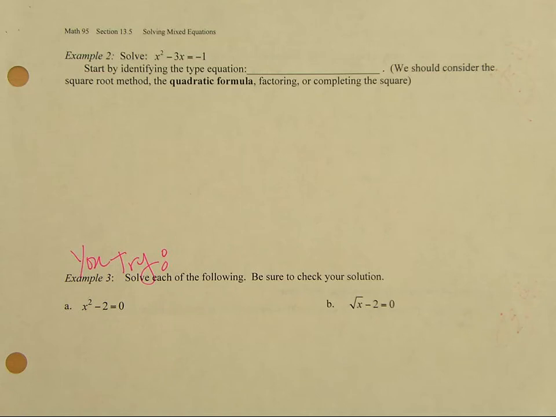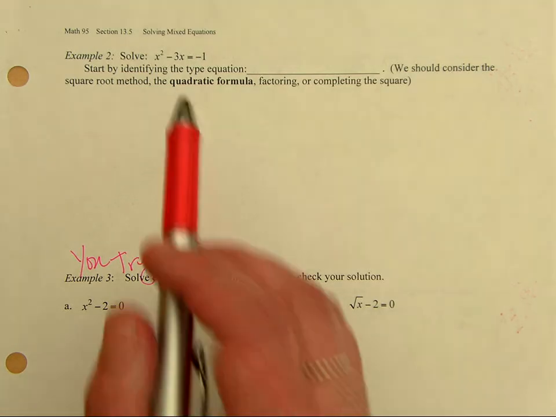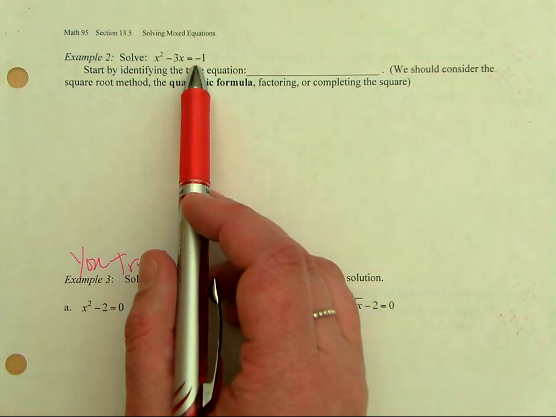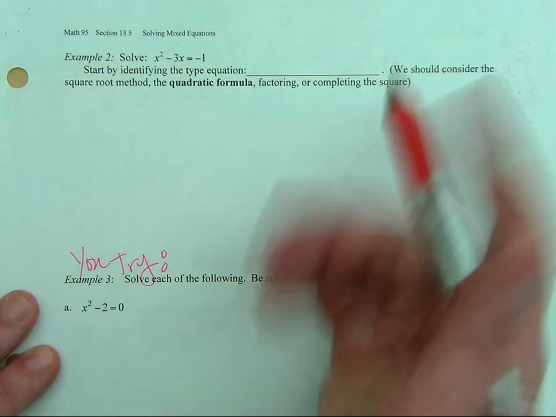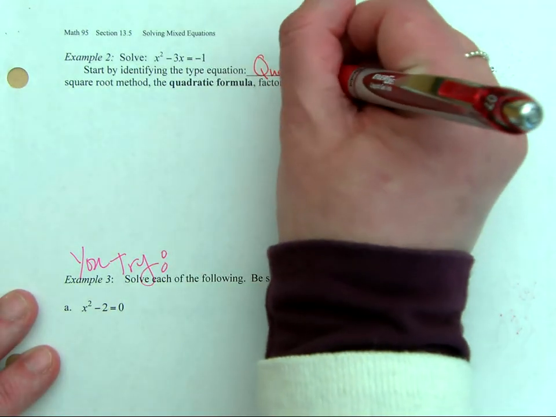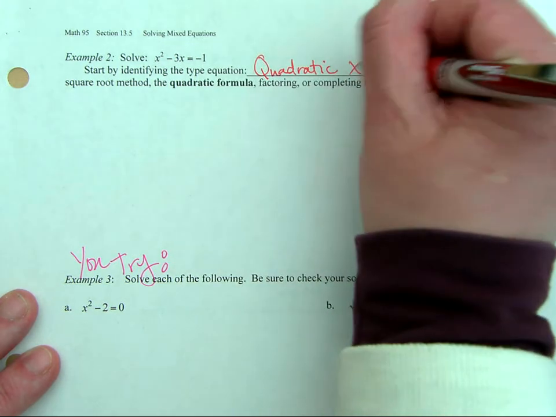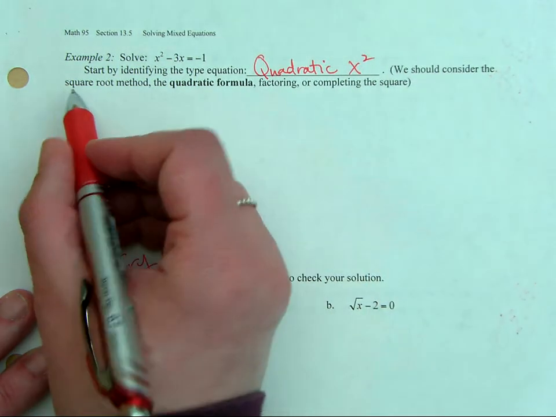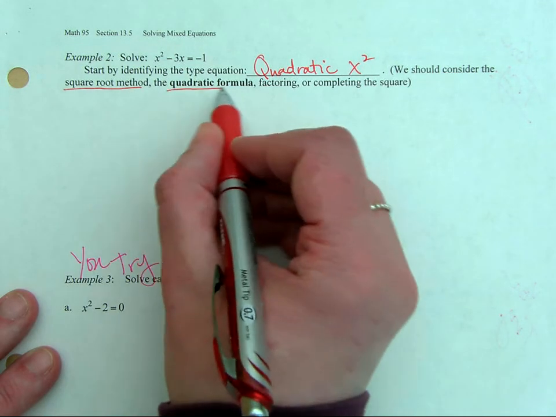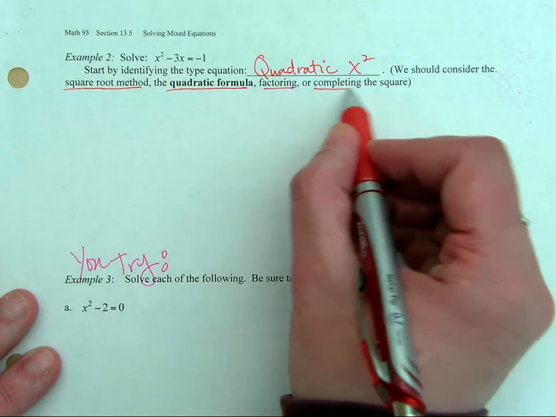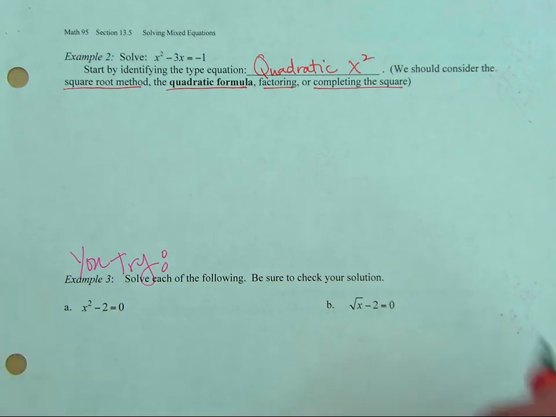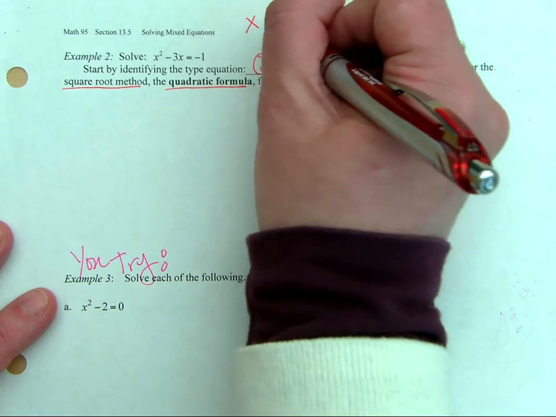Okay, let's revisit something we've done before, and that is, well, you tell me, what kind of equation is this? Quadratic, yes. So we start by thinking it's quadratic, and we know that because we see the x squared. You can consider either the square root method, the quadratic formula, factoring, or completing the square. Because we haven't done the quadratic formula yet this term, you might have done it in previous classes. I hope you have. Who can remember what the quadratic formula is?